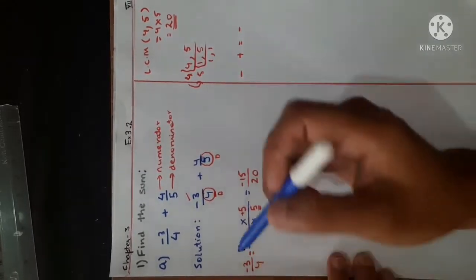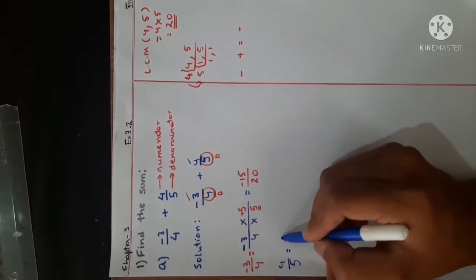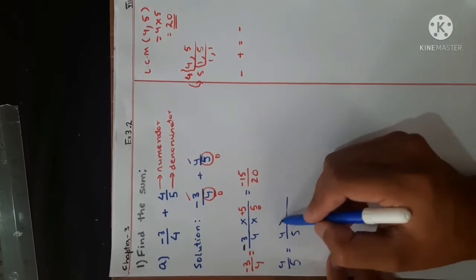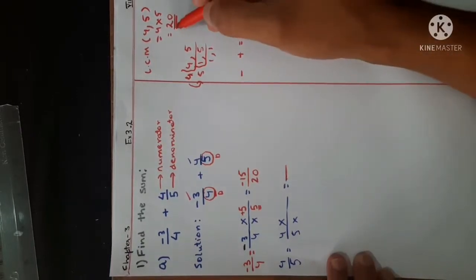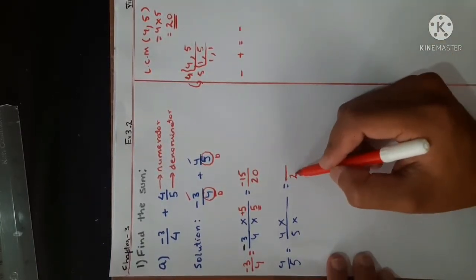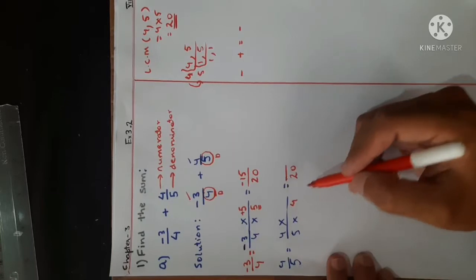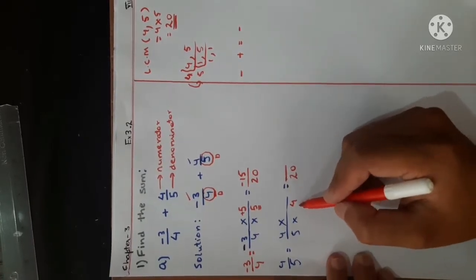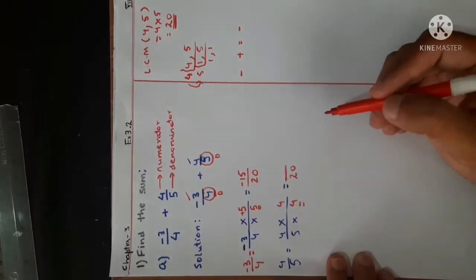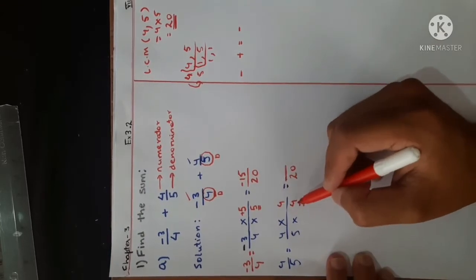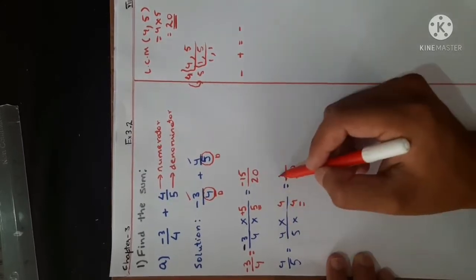So now let us do for the second rational number, 4 by 5. Now remember here also, we have to get the denominator as the LCM. LCM here is 20. So 5 multiply how much will we get 20? 5 multiply 4 equal 20. And since we multiply by 4 to the denominator, we have to multiply by 4 to the numerator also. Remember, we have to multiply by the same number. 4 multiply 4 will get 16.